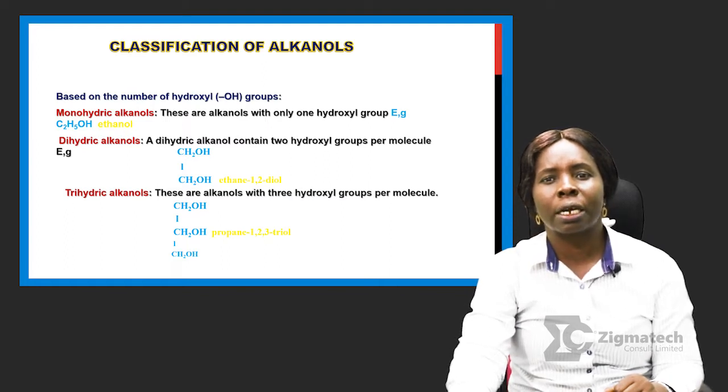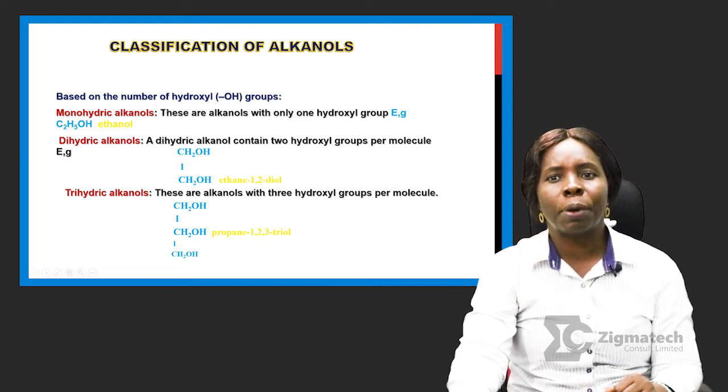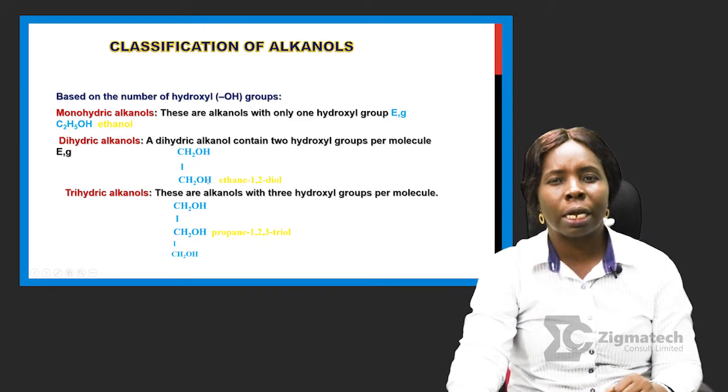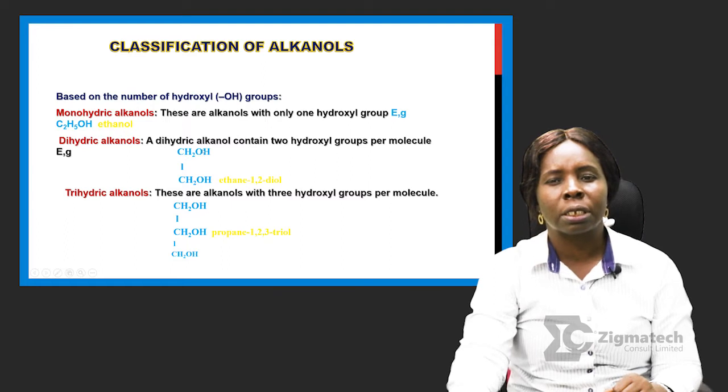The dihydric alkanols contain two hydroxyl groups per molecule. You can see this compound. We have CH2OH and CH2OH linked together by a bond. This compound is called ethane-1,2-diol. When we have more than one hydroxyl group, we put a di, or tri. So this is ethane-1,2-diol. It's a dihydric alkanol.